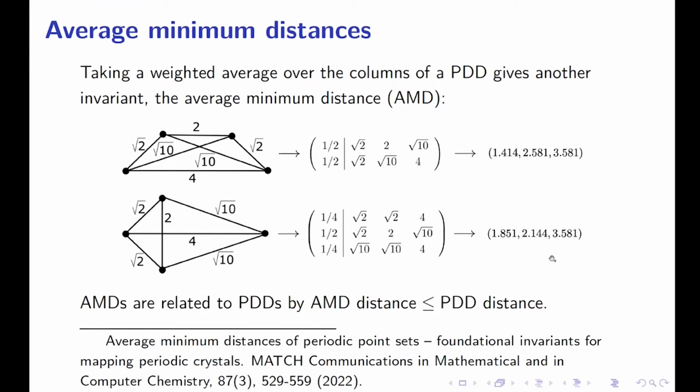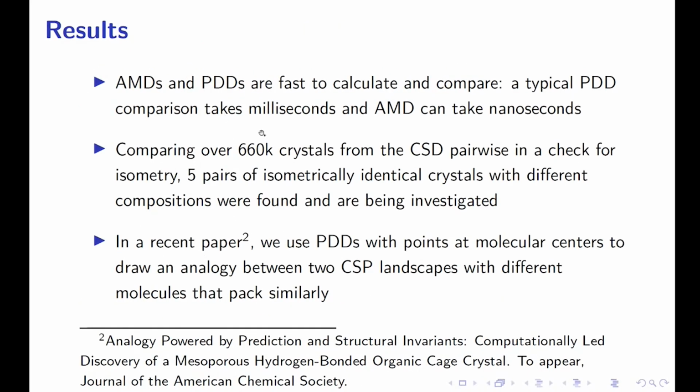So let's quickly go over the results that we have for this. Probably the main selling point of these is they're very fast comparison tools, faster than most of the ones that exist right now, but they're also quite distinguishing, unlike something like density. So we managed to compare many crystals from the CSD. There's a large chunk that don't work, but most of them do. And we managed to find 5 isometrically identical ones.